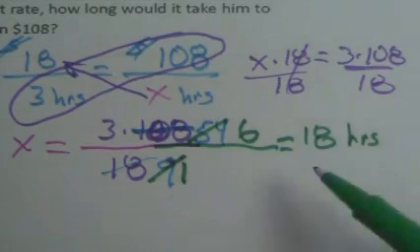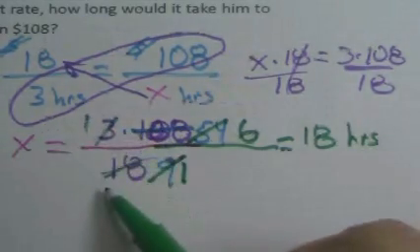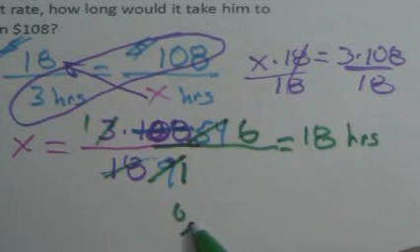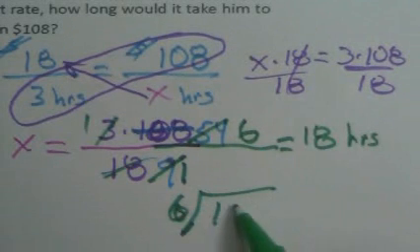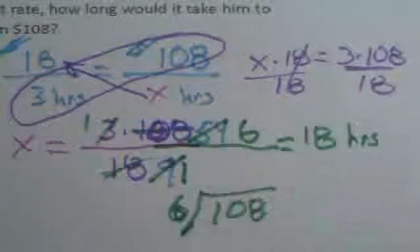Now, if you want to do it the long way, you could have done that. You could have said 3 goes in there once, 3 goes in there 6, and you would have had 6 divided into 108. You could have done that, but I just prefer to do this method.